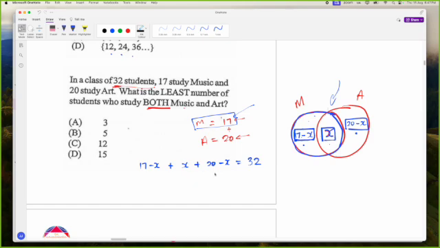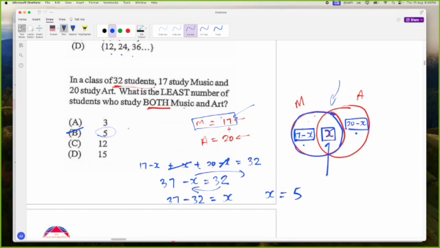And so I could see that this plus X and this minus X are gone. So I'll have 20 plus 17, which is 37, minus X is 32. And so if I throw this X across and throw this 32 across, I'll get 37 minus 32 is X. And so X will be 5. B. Right? The least amount of students doing both music and art is 5. So you have 5 students doing music and art in the middle. 5 students.